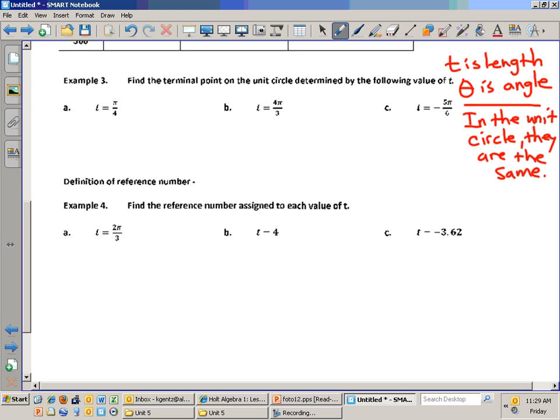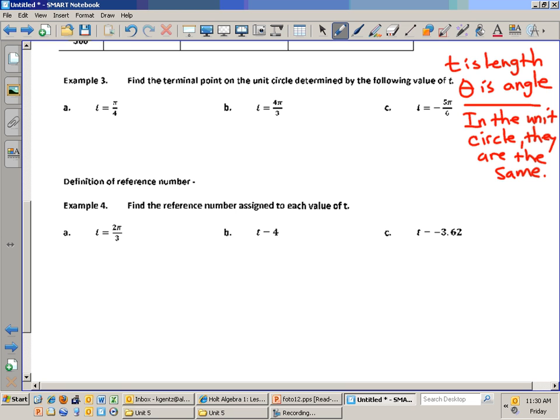Okay, think about it for a second again. If I'm in the unit circle with a radius of 1, what is the circumference? 2 pi. 2 pi r is the formula for circumference. Radius is 1. 2 pi is the entire length around. Now tell me, how many radians are in an entire circle? 2 pi. So notice that the radians and the length are the same in the unit circle. It's part of what the definition is.